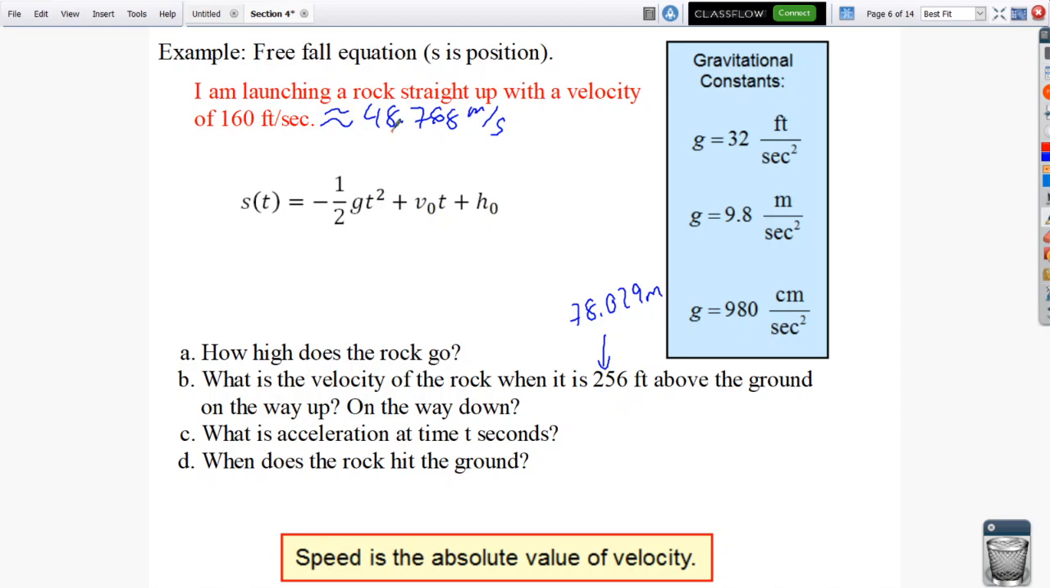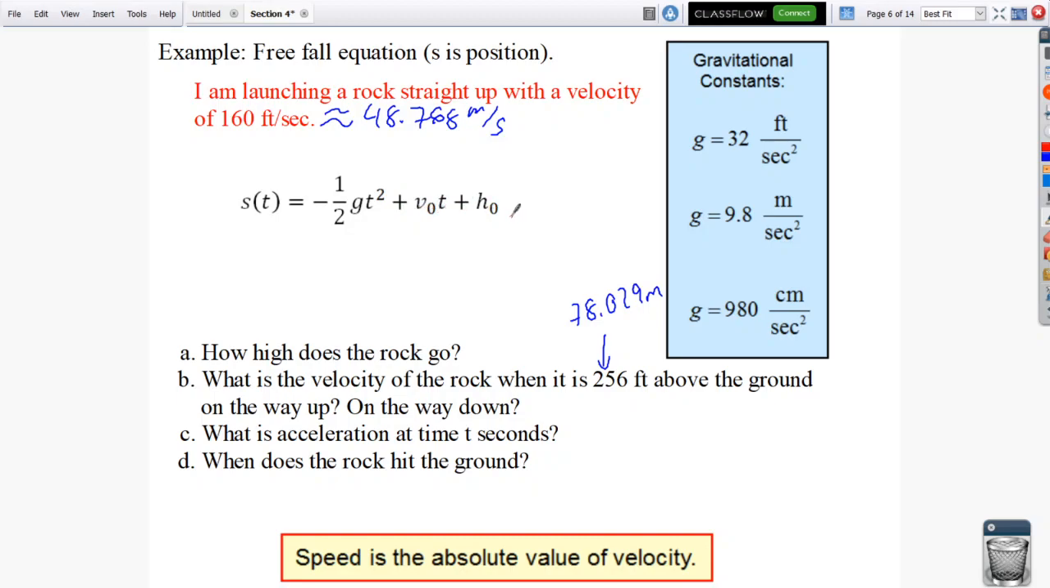So looking down here, I have this equation. If you've taken physics before, you recognize this equation. This is the equation for position of a projectile launched straight up in the air. All right? So let me give you some notation here. S of t, again, from the last page, you know that's position. S of t is equal to -1/2 g t squared plus v naught t plus h naught.